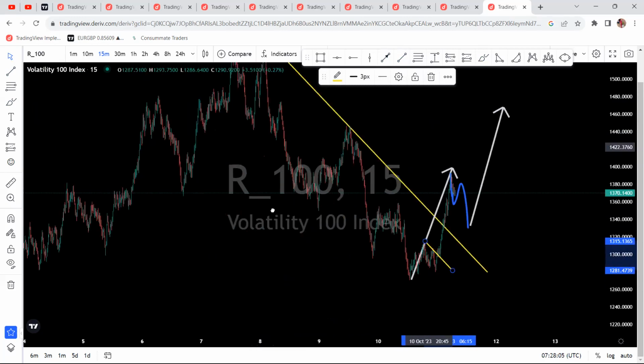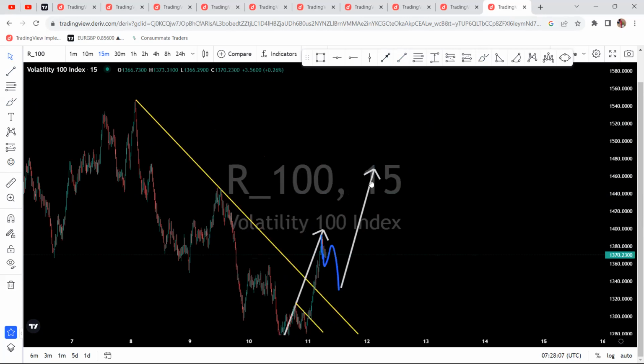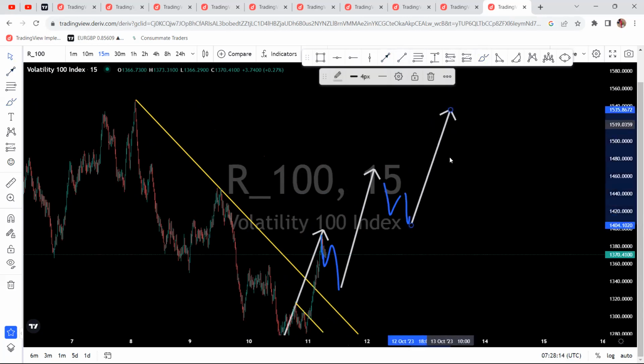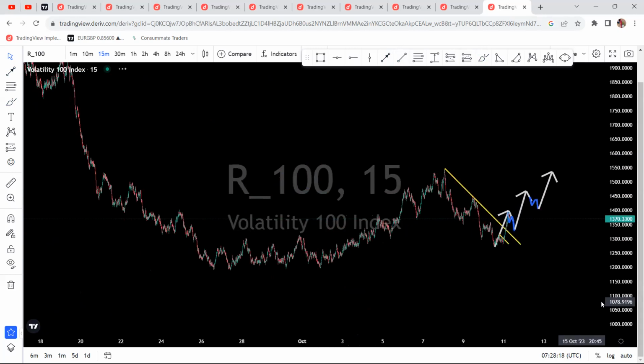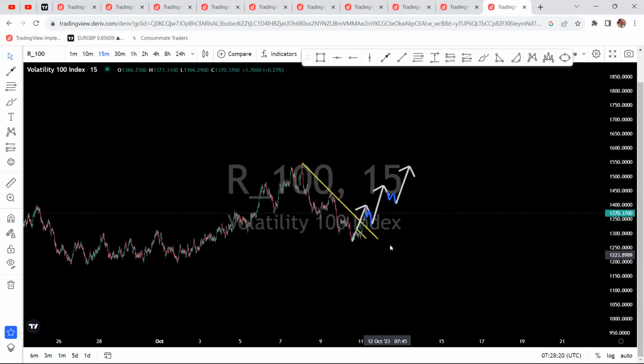So now monitoring this, you can see that the market can do something like this and even do another corrective structure, okay, and push another up again. So don't miss this. This is going to be powerful. Don't miss it.